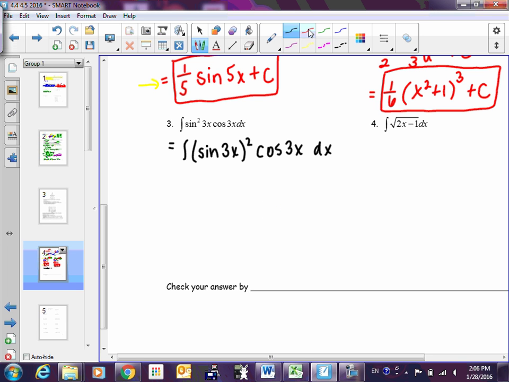The other thing is the parentheses make it more obvious what u should equal. In the previous trig problem, I let u equal the 3x. That's going to make this a little bit simpler, but not really that much. Anybody have another idea of what we should let u equal? Yeah, the thing in parentheses being taken to a power. So let's let u be sine 3x.